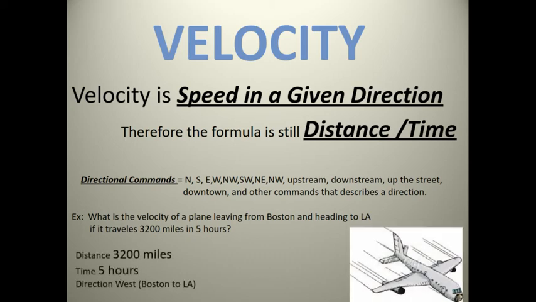So the distance is 3,200 divided by the 5 hours. Direction is west, Boston to LA. So a correct unit of measurement here would be 640 miles per hour west. Now if you didn't know the actual direction, like west, you could still put 640 miles per hour from Boston to LA. That's still a directional command. All right, measuring velocity.